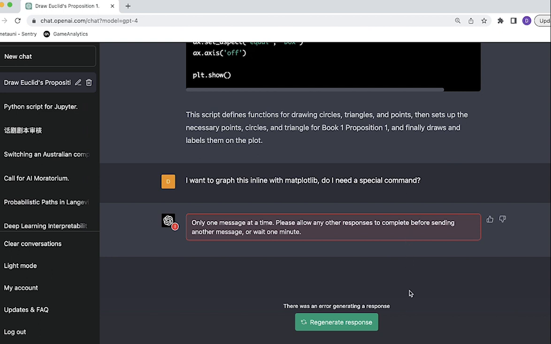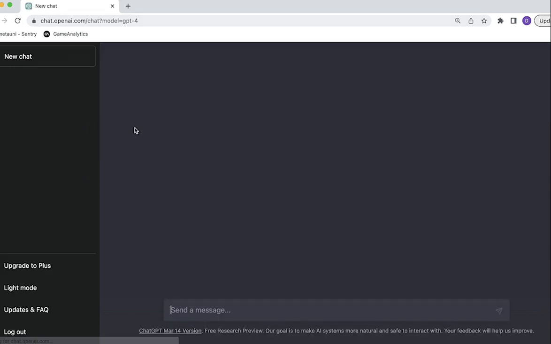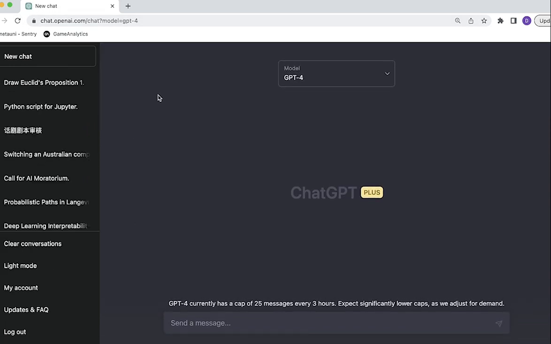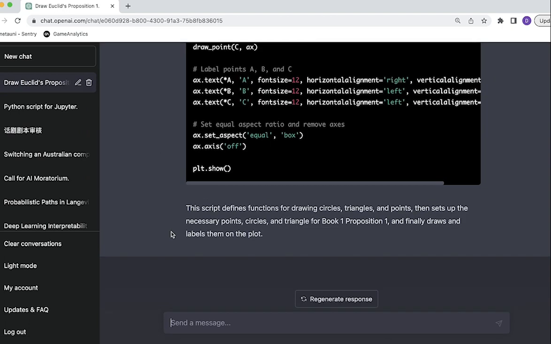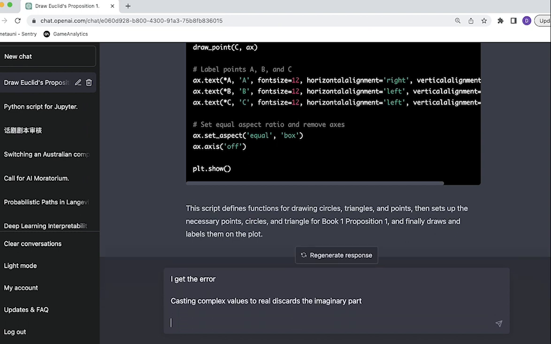Why is it not giving me a text box? You have to waste your one minute on regenerating that response. That's never happened to me. Oh, you can't send messages in quick succession? Okay, this is the key to interacting with GPT, is always just paste in errors and say, what do I do? Help.